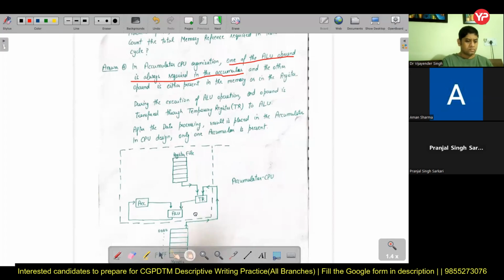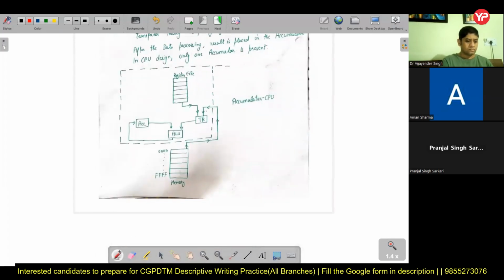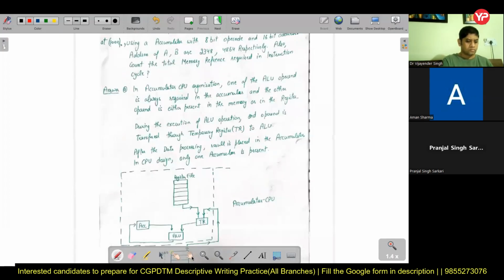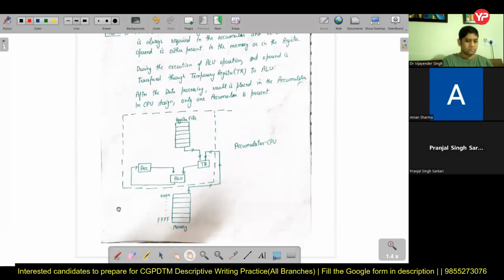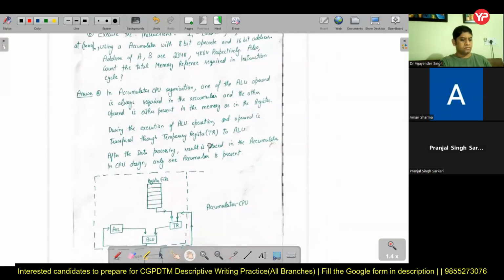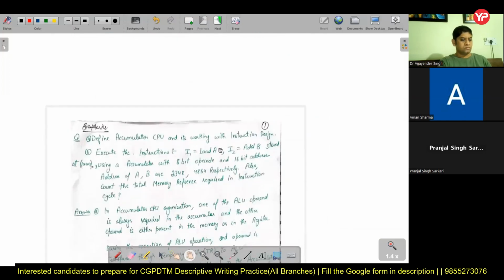Now, when you make a diagram, you have to mark the region that this is the working of the accumulator CPU. This memory is out of that frame. Sure? Right, memory is out of frame. So you have to tell that this is the accumulator CPU. Here the accumulator is connected through TR and then you perform the ALU operation and then you put the result back in the accumulator. After that, it was asked that you have to show that using instruction design.